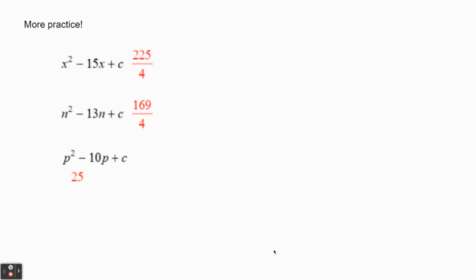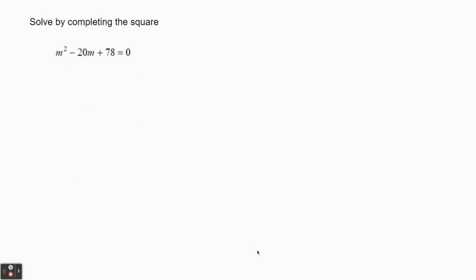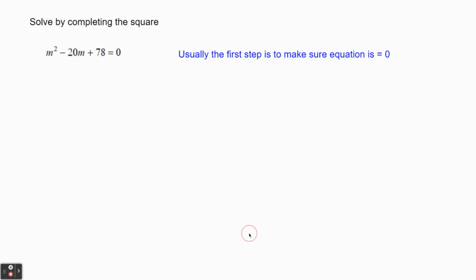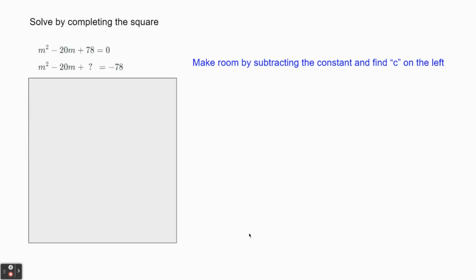So let's put this to good use here. Why even come up with the value of c? Well, for example, I have m squared minus 20m plus 78 equals 0. I want to solve for m, and one of the methods is called completing the square. So usually we start off by making sure that the equation is equal to 0, which this one is, but it's really not a big deal for completing the square because our first move is actually going to be to make room for that value of c.